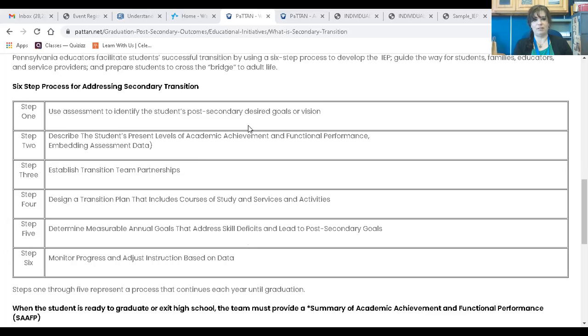We're at first going to talk about student present levels of academic achievement. In the next video, we'll be talking about assessments that we use in transition to determine the desired goal or vision for a student for post-secondary.